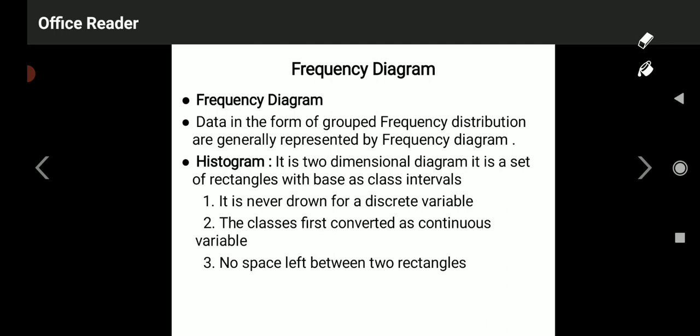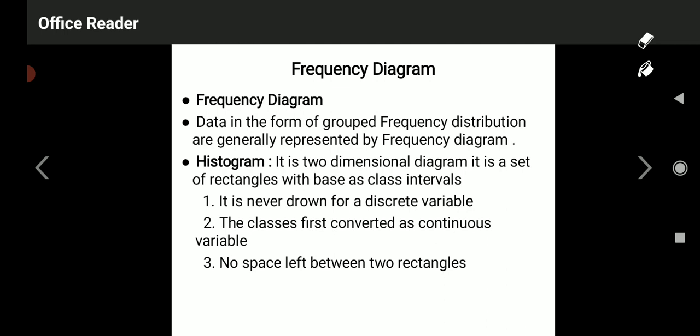Hope you understood. Here histogram is more similar to the bar diagrams as well as multiple bar diagrams. But one small differentiation between histogram and the bar diagram is, in the bar diagram there is a gap between two different rectangles, but in histogram there is no gap left between two rectangles. This is the most important differentiation between bar diagram and histogram.